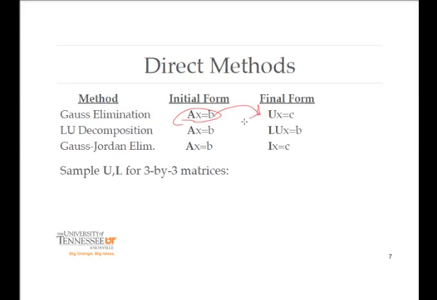So LU decomposition is a different way of looking at Gauss elimination in the sense that you're transforming the matrix. But the difference here is that you're actually trying to find a different way of factoring the original matrix A into two factors L and U so that you could solve LUX equals B easily as opposed to the original system.